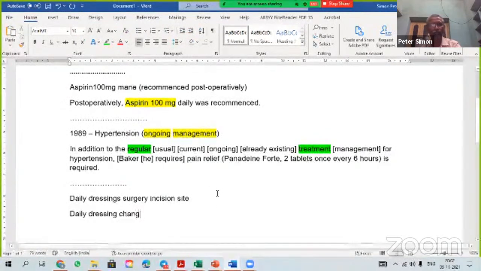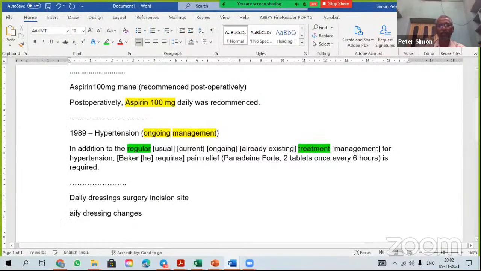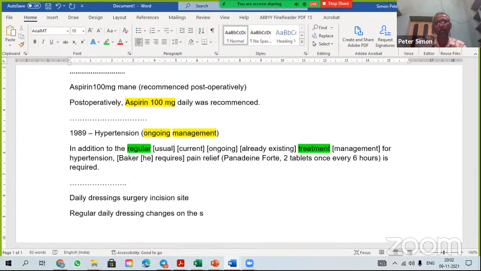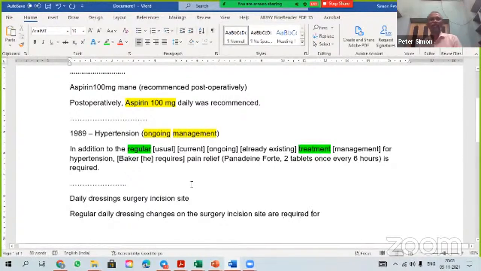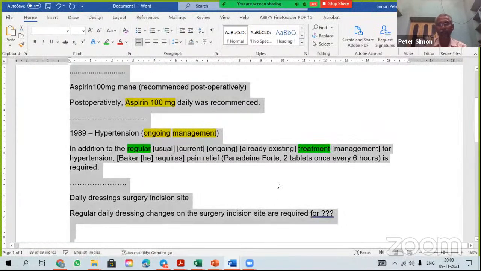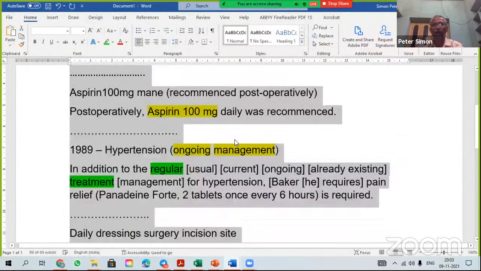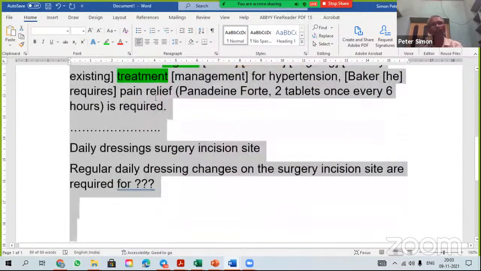Okay. So here, daily, that means you can say regular daily dressing changes are required on the surgery incision site. Why is it required? Regular daily dressing changes on the surgery incision site. Okay, I'll increase the size. They are required for what?